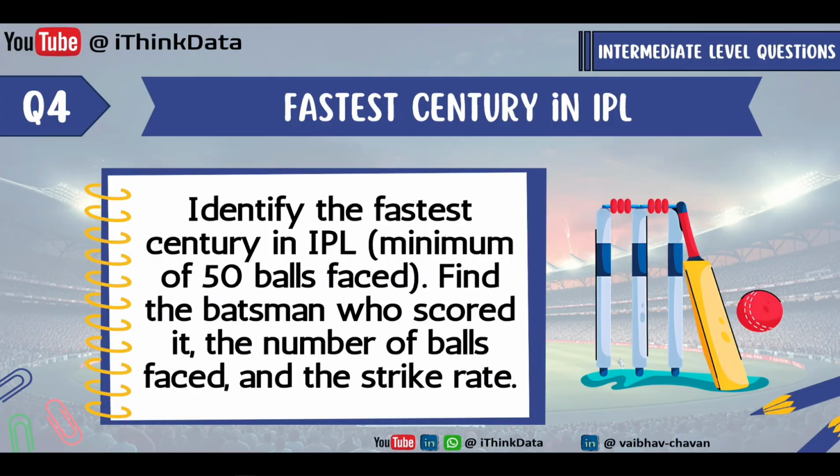Intermediate level question number 4, to find the fastest century in the IPL. The question is: identify the fastest century in IPL with a minimum of 50 balls faced. Find the batsman who scored it, the number of balls faced, and the strike rate.